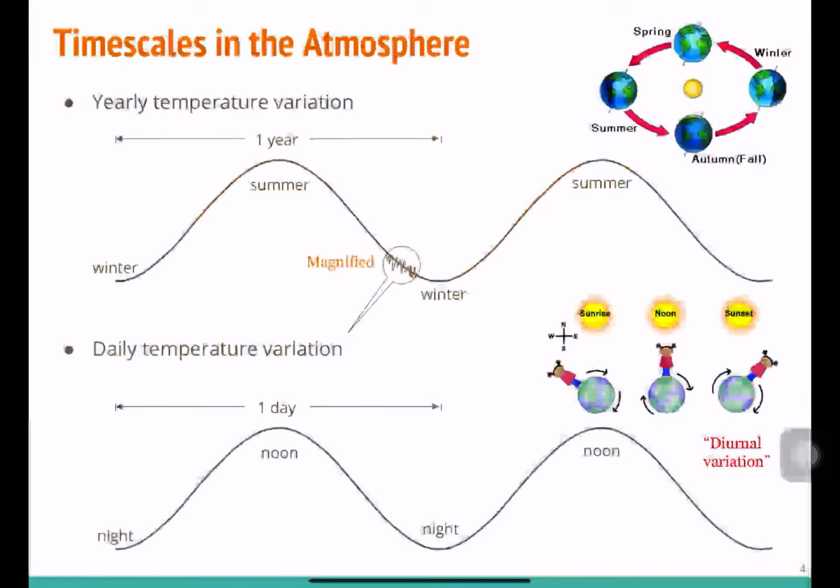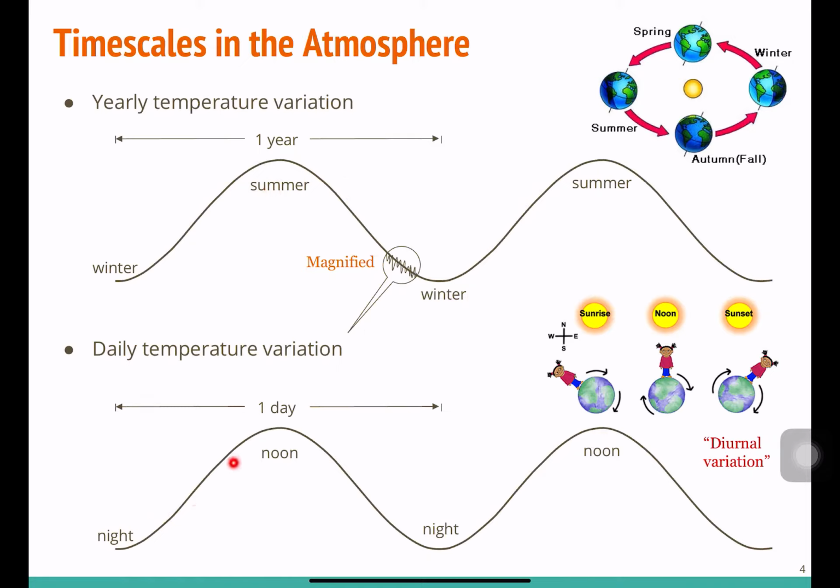Okay, so this is a very simple idea. We have different scales in the atmosphere. For example, if we talk about temperature, we'll have higher temperature in the summer and then lower temperature in the winter, right? There's an oscillation. This is yearly. Okay, it's due to the orbit of the Earth. And then if we magnify this part, we will see that there is also daily temperature variation. So this curve is not smooth at all, actually.